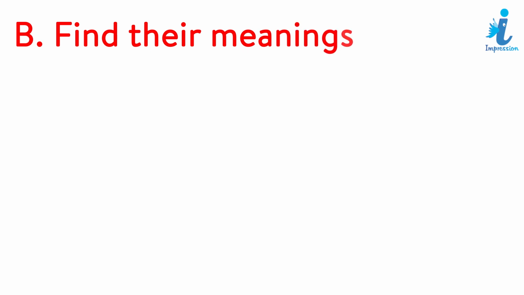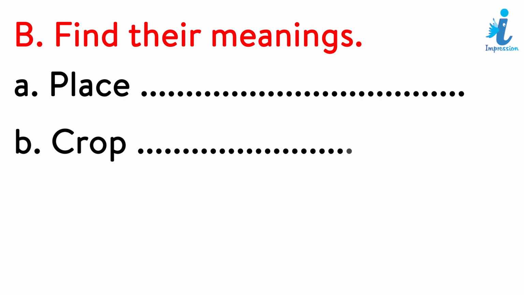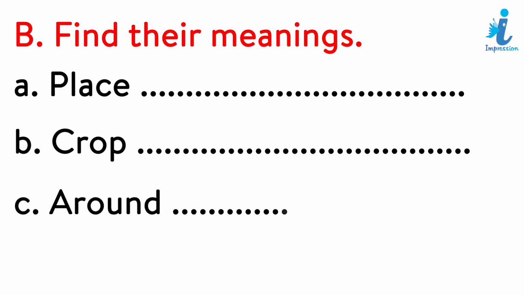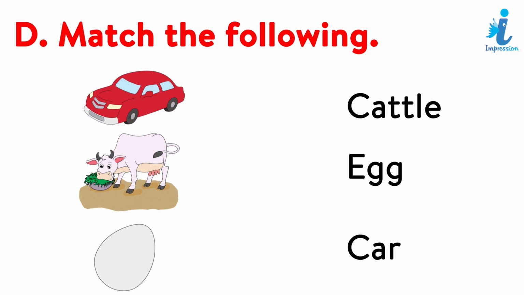Find their meanings. A. Place. Site. B. Crop. A plant product that can be harvested. C. Around. On every side. Fill in the blanks, giving details about your best friend. Match the following: car, cow, egg, kettle.